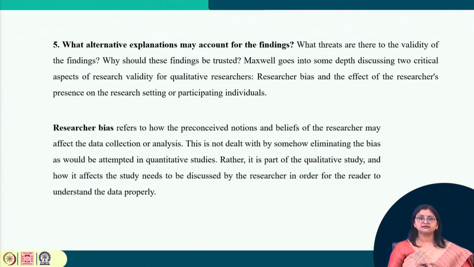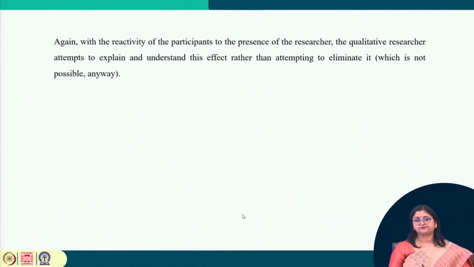Researchers' bias refers to how the preconceived notions and beliefs of the researcher may affect the data collection or analysis. This is not dealt with by somehow eliminating the bias, as would be attempted in quantitative studies. Rather, it is part of the qualitative study, and how it affects the study needs to be discussed by the researcher in order for the reader to understand the data properly.